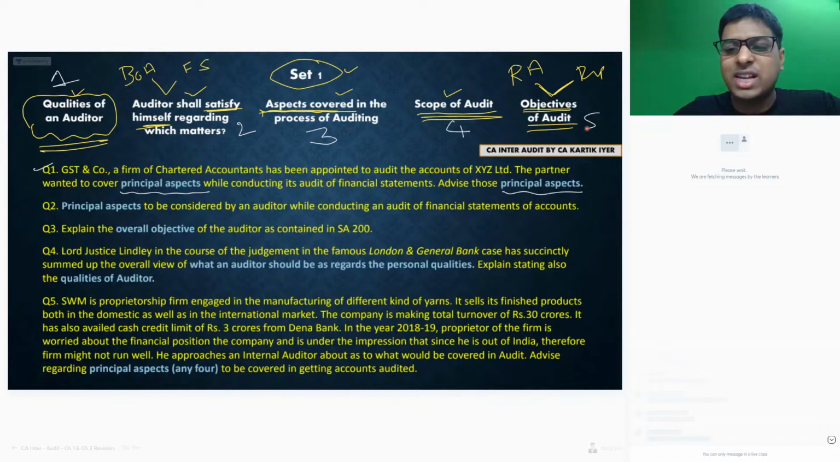Fantastic Saloni, fantastic Santosh, fantastic Parth, fantastic Abhijit. What about others? Where are the others? Why aren't you replying? Where are you?